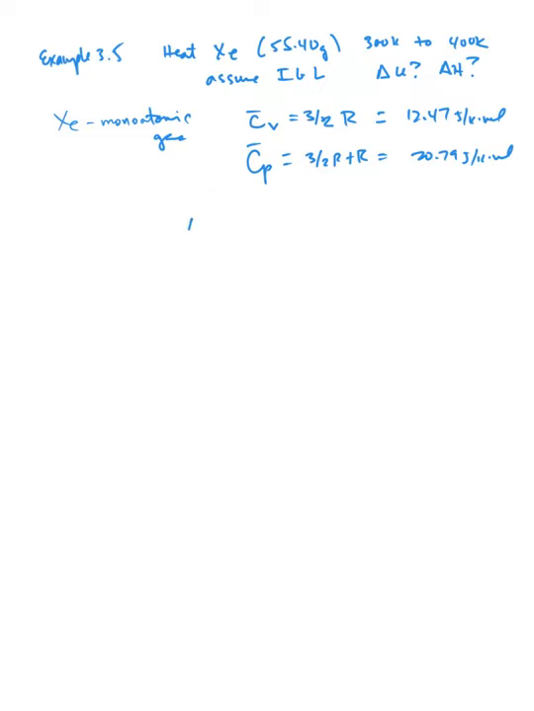So delta U is going to be the number of moles times the constant volume heat capacity times delta T. So it turns out that 55.40 grams is 0.422 moles times 12.47 joules per K dot mole times 100 degrees Kelvin. That's 526 joules is the delta U.